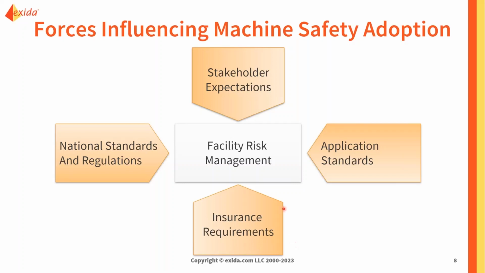We can also think about the stakeholder expectations within the organization, looking at objectives for quality and safety improvements, and those drivers and those programs as they get rolled out within an organization. That can also have a significant impact on how companies adopt safety as well.